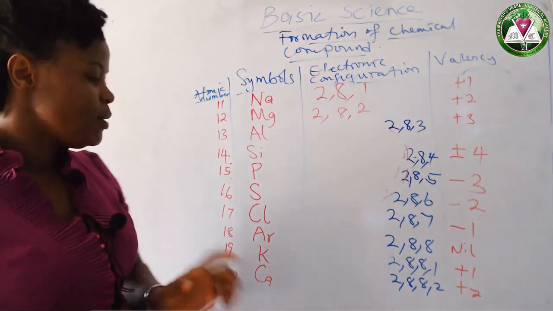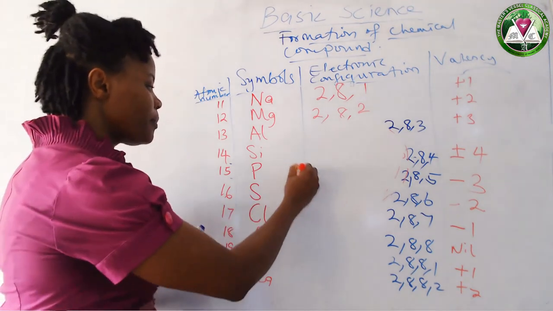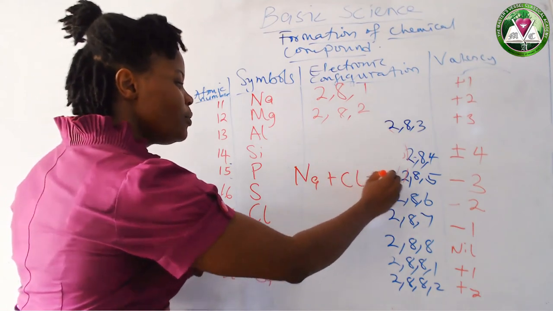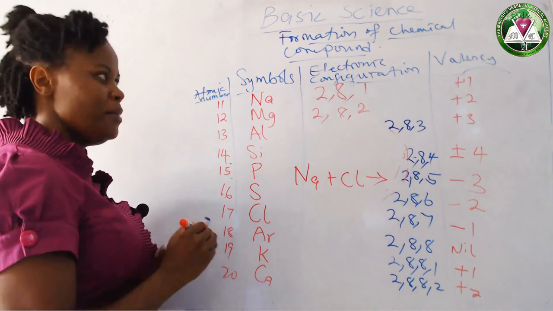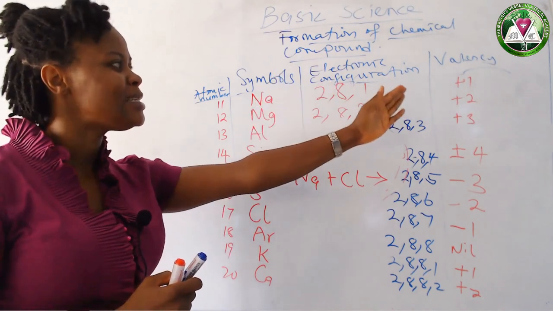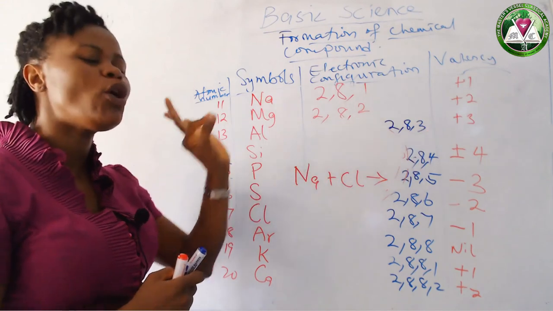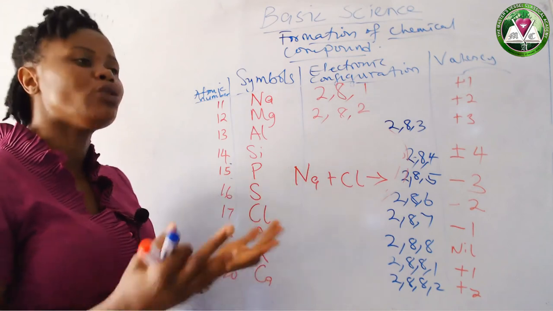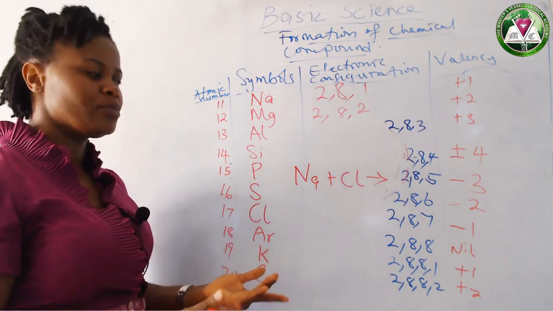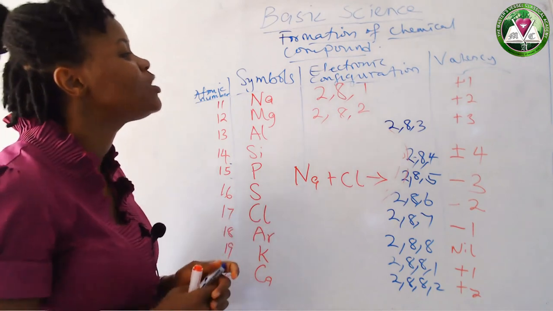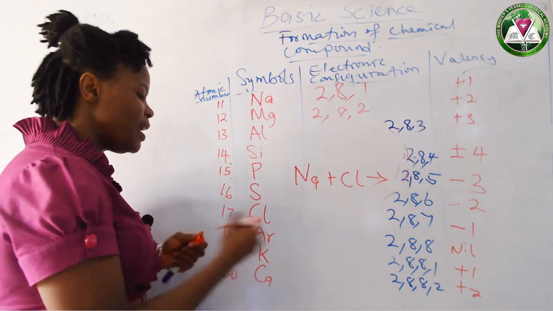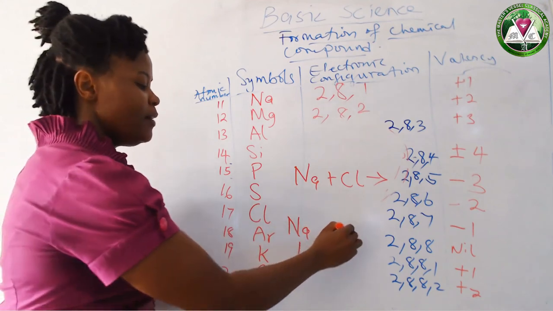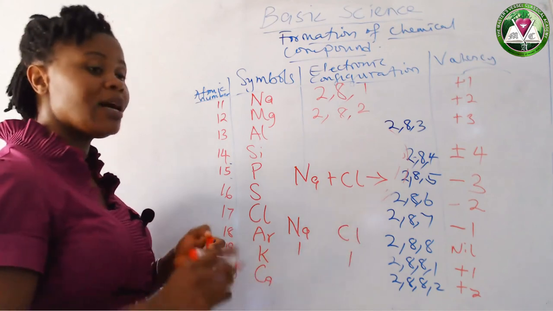So, how do we do it? We now write it out. Sodium combining with chlorine to form sodium chloride. How do we form it? Remember, I said why we are learning this and getting this valency is for us to know the combining power. Something that will help these two elements to combine together to form a compound. Now, sodium, what is the valence of sodium again? 1. You will write it out. Sodium, your valence is 1. Chlorine, the valency is what? 1. Now look at how they will combine.